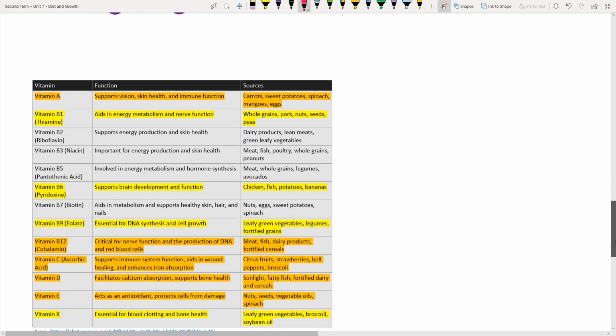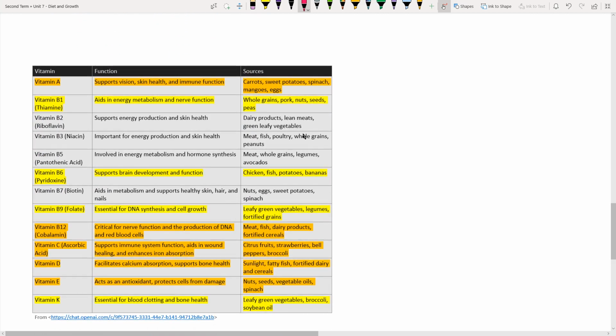So this is a complete detail of the types of vitamins that we just looked at, and this is again not part of your syllabus, so I've highlighted the most important ones as additional information, right? This is additional, so I'm not going to go through this as a whole, but I would definitely go through vitamin A, which is very important. It supports vision, skin health, and immune functions, right? The sources are carrots, sweet potatoes, spinach, mangoes, eggs, right?